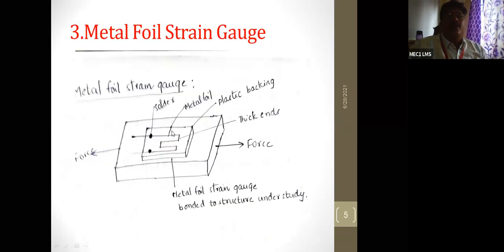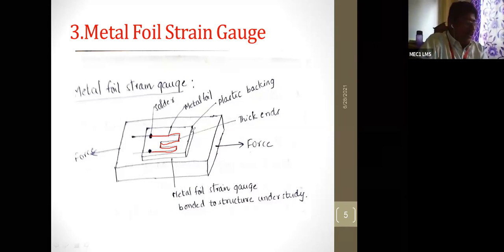The next, the third one, is metal foil strain gauges. This is a metal foil, right? If you observe clearly, this is also the same principle. This is a metal foil. Metal foil strain gauges have thick ends, and the metal foil is about 0.02 millimeter thick. 0.02 millimeter thick, right?